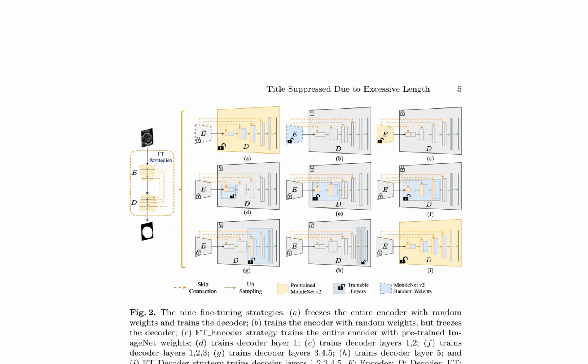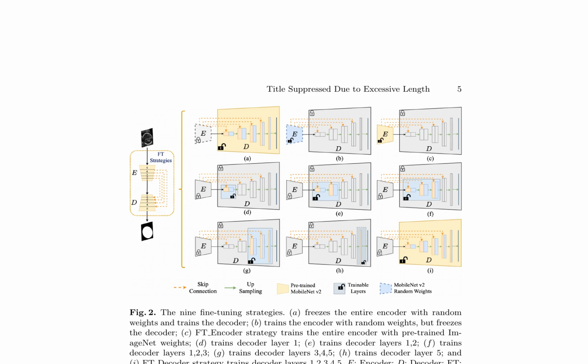The fine-tuning strategies for the encoder-decoder architecture are illustrated in Figure 2, consisting of 9 approaches. Strategy A freezes the entire encoder with random weights and trains the decoder, while Strategy B trains the encoder with random weights, freezing the decoder. Strategy C, denoted as FT encoder, fine-tunes the entire encoder with pre-trained ImageNet weights. The remaining strategies focus on training different layers of the decoder, with varying combinations of layers being fine-tuned.